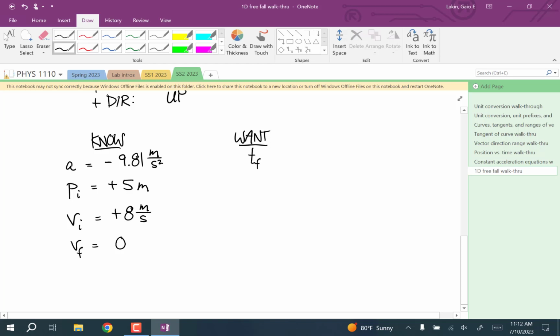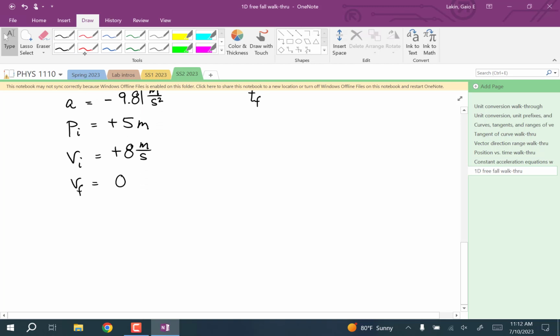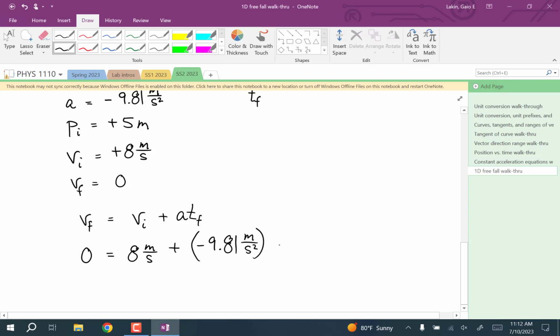And now, is there an equation that has TF in it and everything else in it is given here? Pause the video for a second and see if you can find that equation. Okay, the equation that's going to work is V final is equal to V initial plus A times time final. If I fill this out, we got 0 is equal to 8 meters per second plus negative 9.81 meters per second squared times time final.